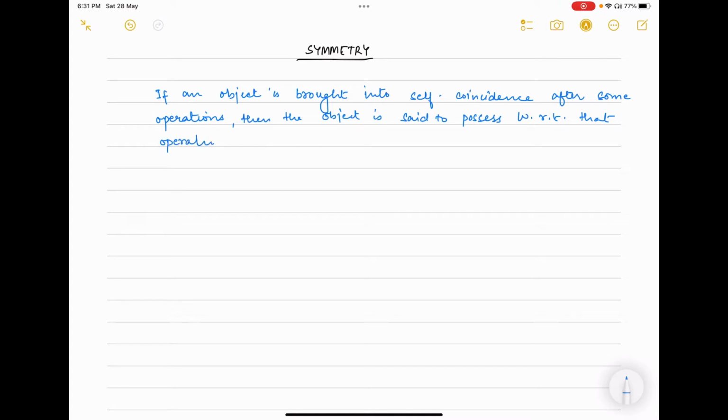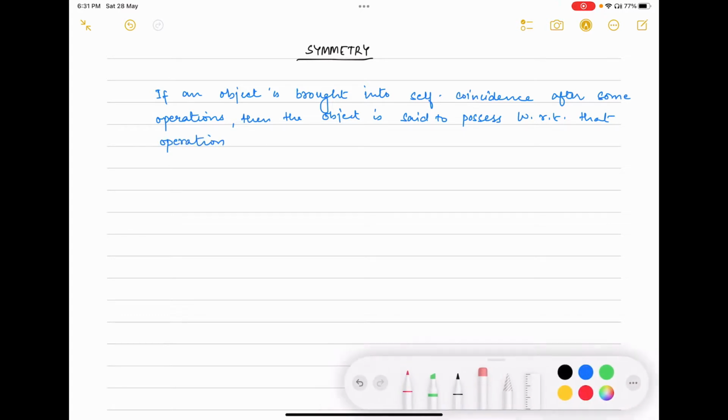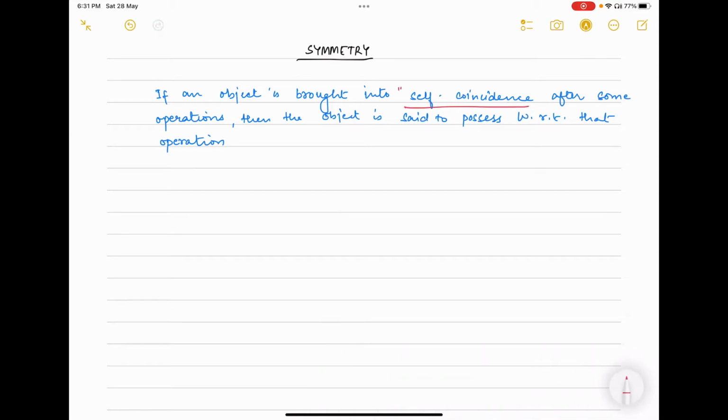Okay? Here, by the term self-coincidence, we mean that the object comes to its initial position. Alright. So, in very common words, there is no change before and after the action of a symmetry operator. Okay. So, how do symmetry operators work?